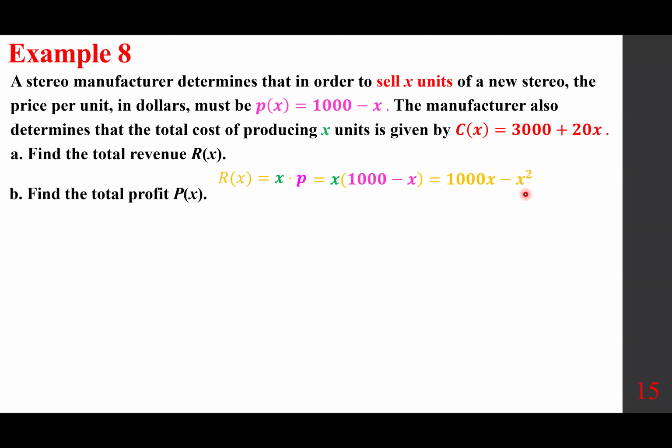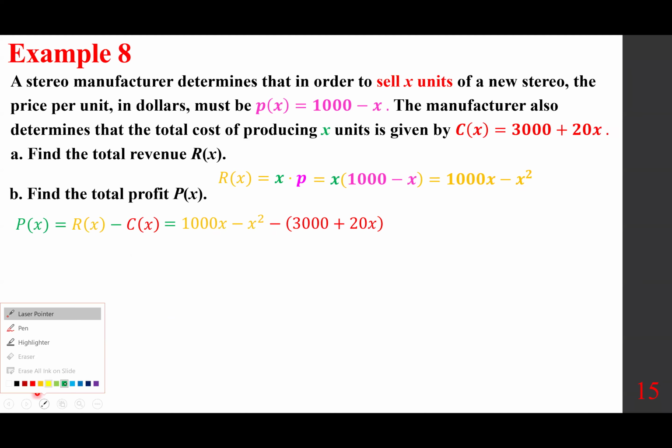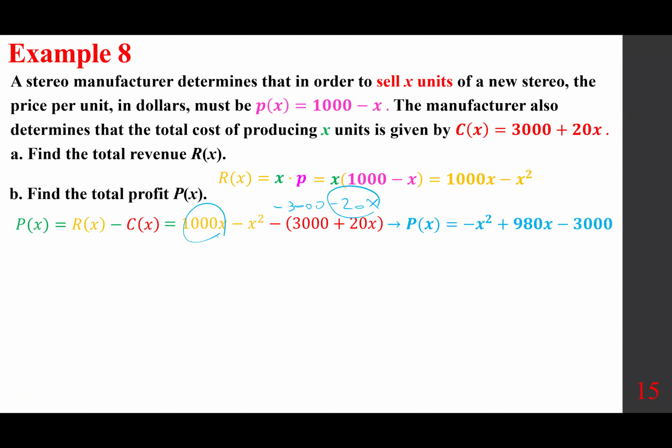By definition, revenue minus cost. So you're going to subtract the cost from the revenue. So 1000x minus x squared is the revenue, minus 3000 plus 20x is the cost. We are going to distribute the negative sign, minus 3000 minus 20x, and these two are like terms. We put them together in descending order, we get minus x squared plus 980x minus 3000. So far, we've done algebra only.